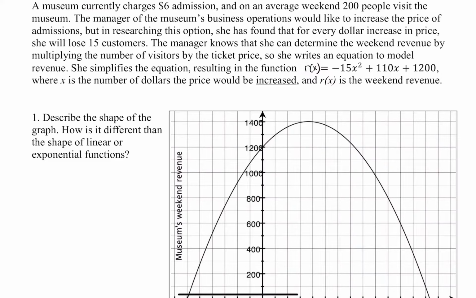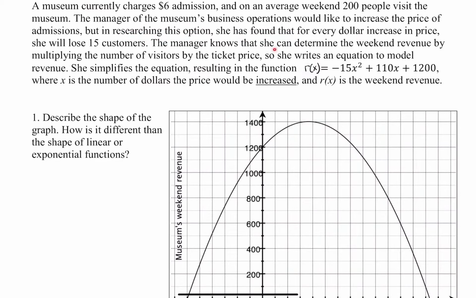So let's begin. A museum charges $6 for admission. On an average weekend, 200 people visit the museum. Now, the manager of this museum's business operations would like to increase the price of admissions, but in researching this option, she has found that for every dollar increase in price, she will lose 15 customers.